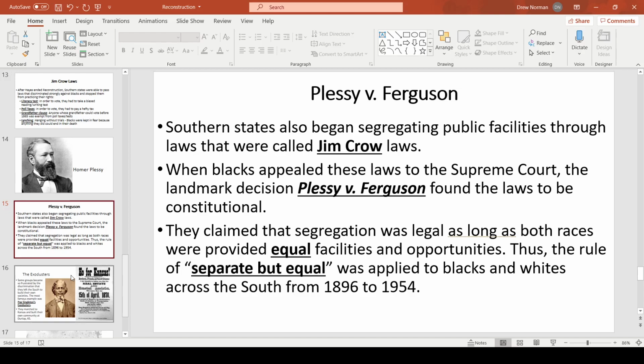So this idea that you could keep the races separate as long as they were treated equal becomes the term that everyone applies to segregation and why it was allowed. Hey, everybody has transportation, everybody has schooling. Yes, blacks have their own school and whites have their own school, but hey, that's equal opportunity.